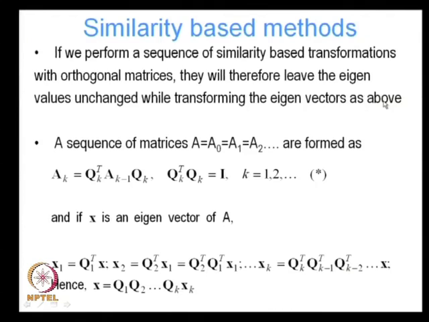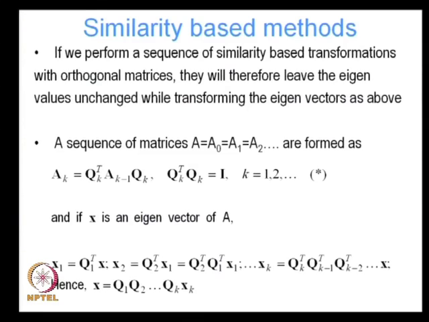The assumption is that I am using an orthogonal matrix, which is non-singular, right. An orthogonal matrix is always non-singular; if it's orthonormal, its determinant is plus or minus 1, right. So, for the sequence of matrices, what we are doing is repeatedly operating on A using a similarity transformation, but the transformation matrix is an orthogonal matrix, right.